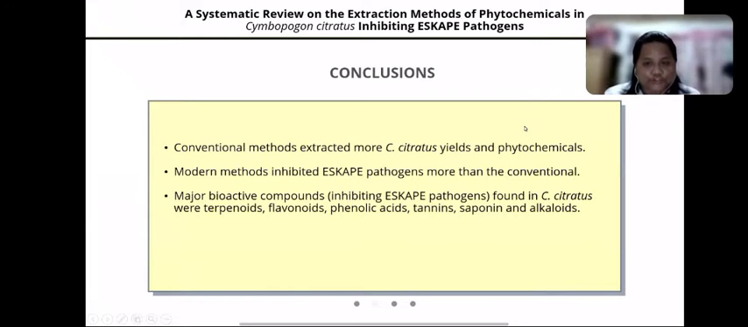We, the researchers, conclude that conventional methods extracted more C. citratus yields and phytochemicals, while modern extraction methods inhibited ESCAPE pathogens more than the conventional. Also, major bioactive compounds inhibiting ESCAPE pathogens found in C. citratus were terpenoids, flavonoids, phenolic acids, tannins, saponin, and alkaloids.